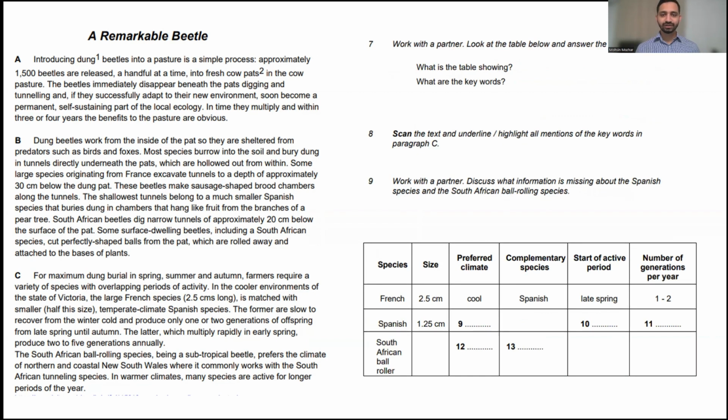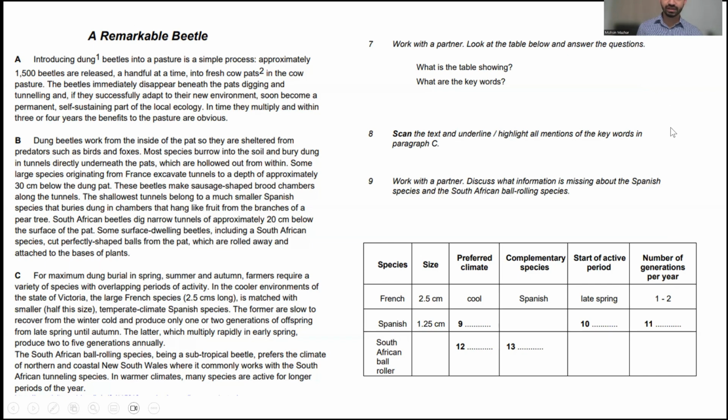All right, let's look at this activity. Work with a partner. Let's look at exercise 9. I want you to look at specific words in this table. You've got species: French, Spanish, and South African ball roller. You've got size, you've got preferred climate, you've got complementary start. Let's look at the activity number.